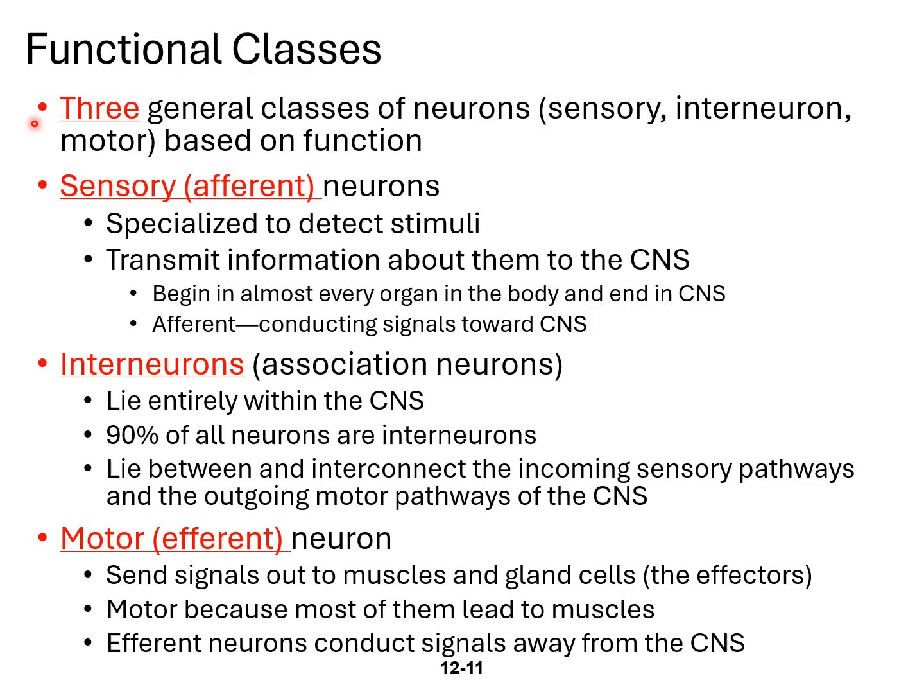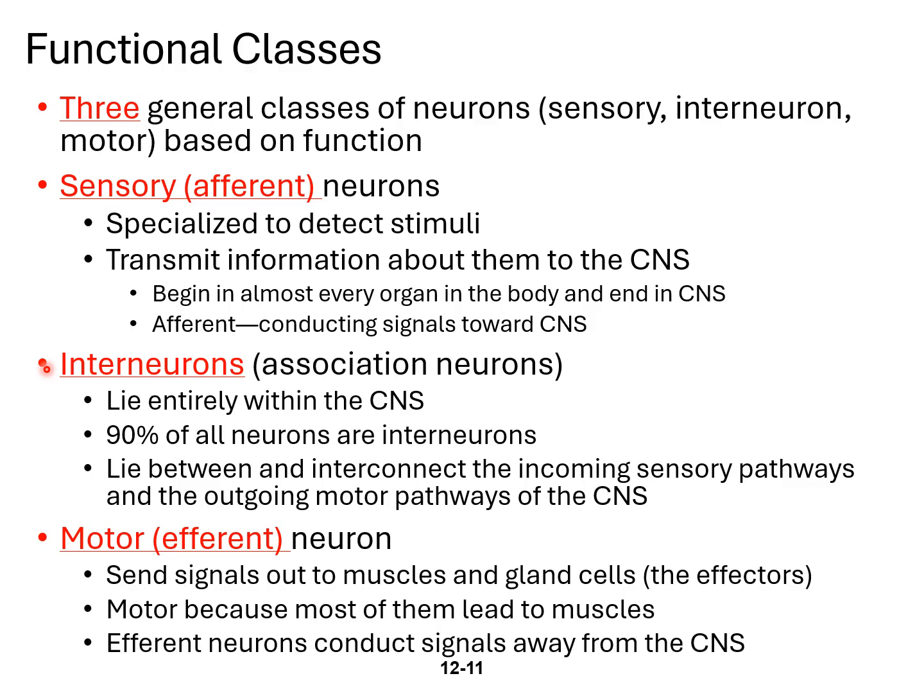And then motor is going to be the action. We're going to move. We're going to do something. The motor neuron can be going to a gland or it can be going to a muscle, but it's still going to produce some type of action. The sensory is going to be afferent because it's going to be detecting stimuli.